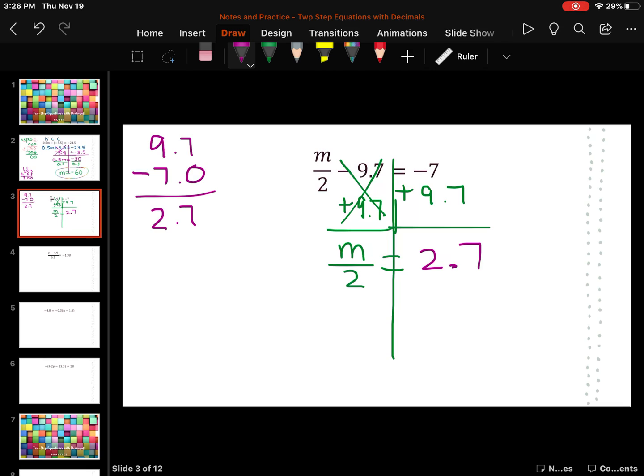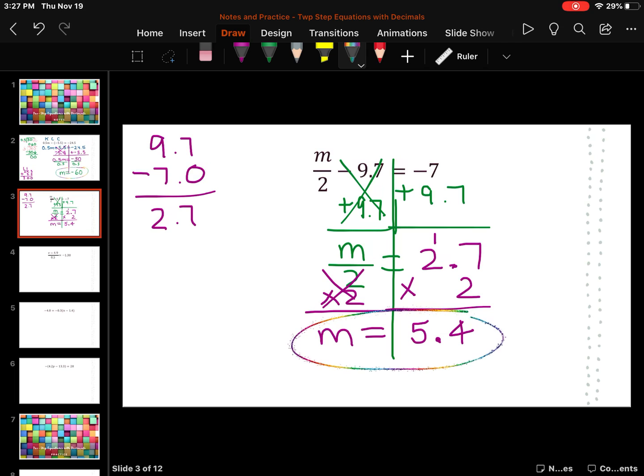Now remember, a fraction bar is division. So I see right now m divided by 2. In order to clear away that division, my inverse operation is to multiply by 2, which will leave me with just m equals, whatever I do on one side, I have to do on the other. So 2.7 times 2, well, 2 times 7 is 14. Put a 4, carry a 1. 2 times 2 is 4, plus 1 is 5. Don't forget your decimal. So this answer should be positive 5.4. So m equals 5.4.